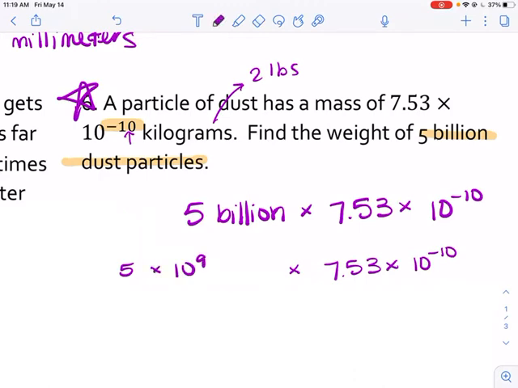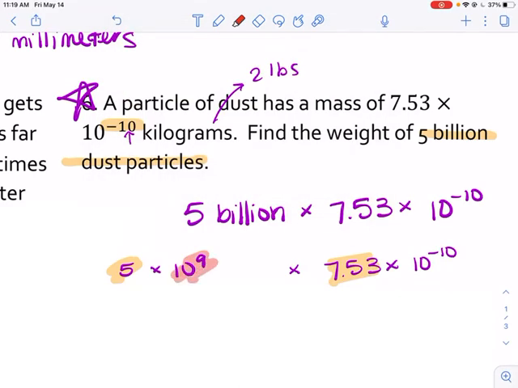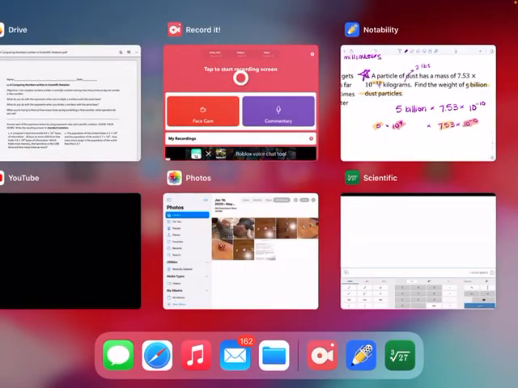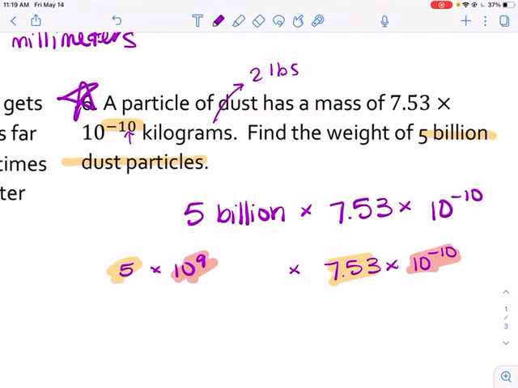And now we're going to multiply. Just like we did with division, we can choose to multiply, because multiplication is commutative. We're going to multiply the numbers together in one part, and then multiply the powers of 10 together in the other, and then multiply them all together at the end, but it'll be pretty easy. So 5 times 7.53, I don't know off the top of my head, so come over here. 5 times 7.53 is 37.65. So 37.65, that's the numbers part.